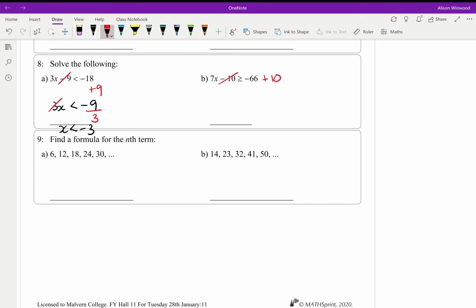Add. Keep the inequality sign. Divide, and still keep that inequality sign.